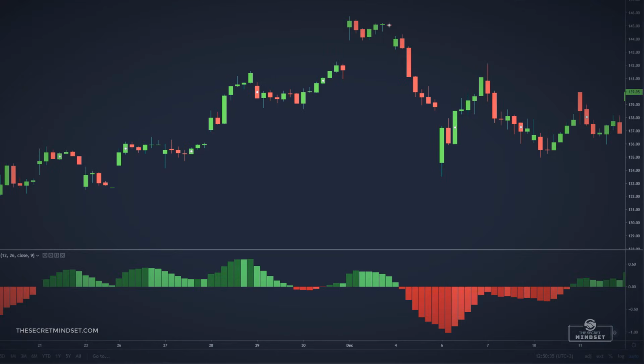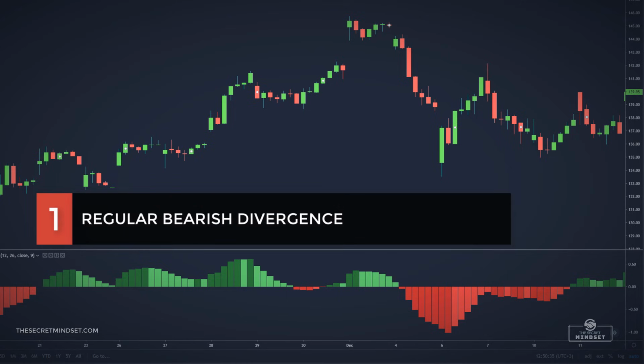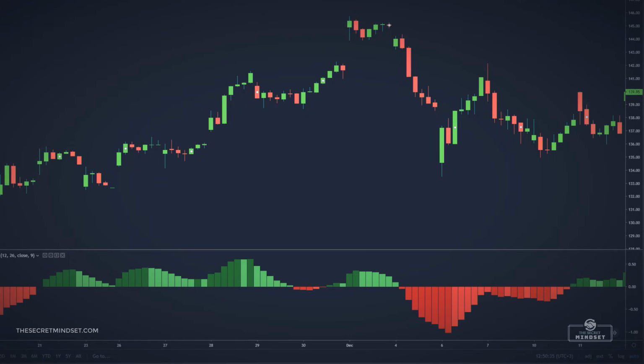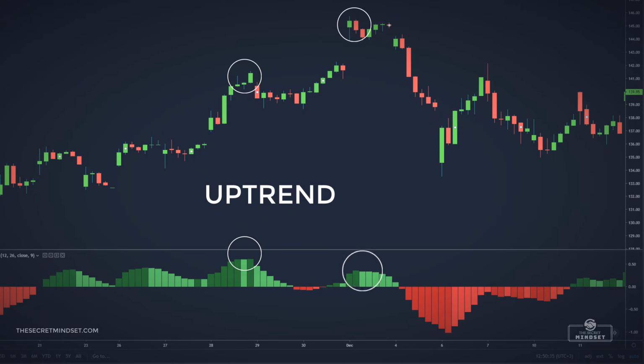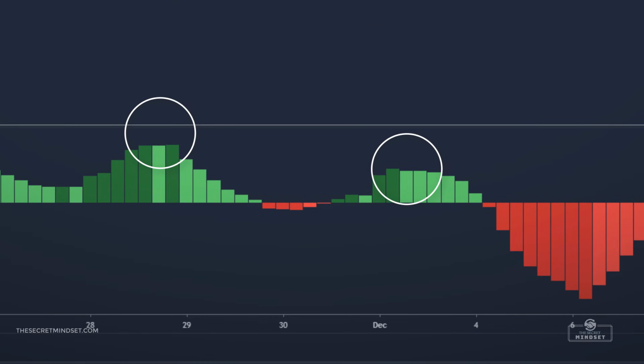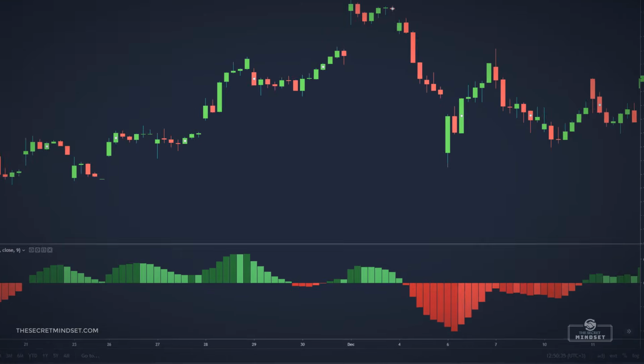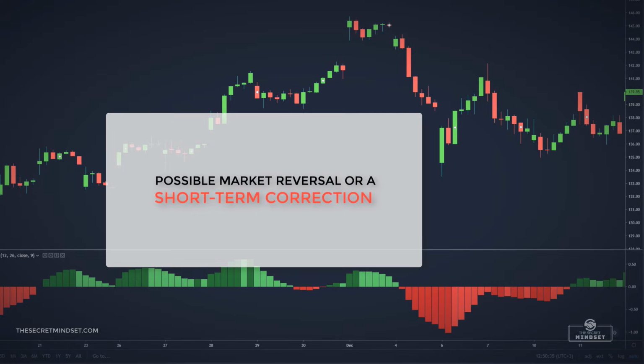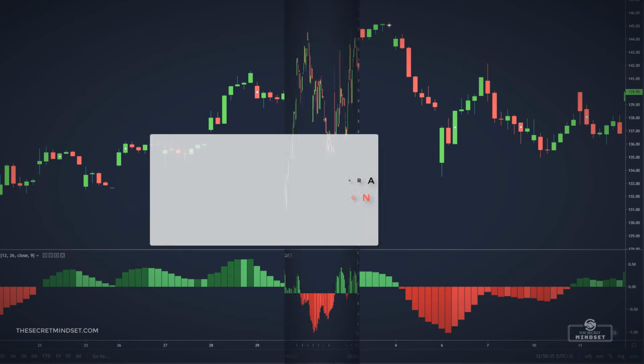A regular divergence has two patterns. First is the regular bearish divergence. A regular bearish divergence appears during an uptrend when the price is making higher highs, but the indicator indicates a lower high. As you can observe in this chart, the price was in a strong bullish trend, with the price pushing for new highs. However, the indicator failed to record new highs, on the contrary, recording a lower high. That's a strong indication of market exhaustion and a possible sign of market reversal, or at least a short-term correction.